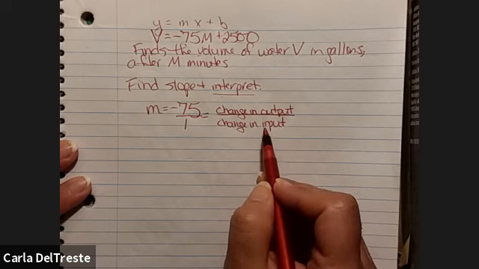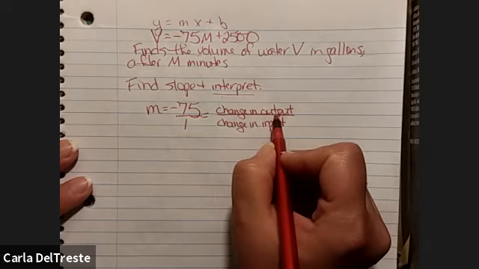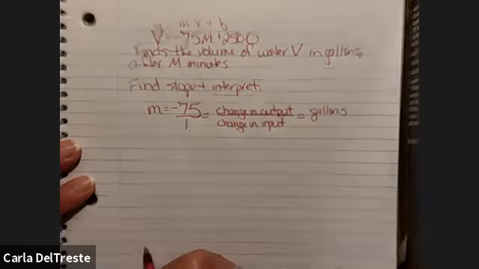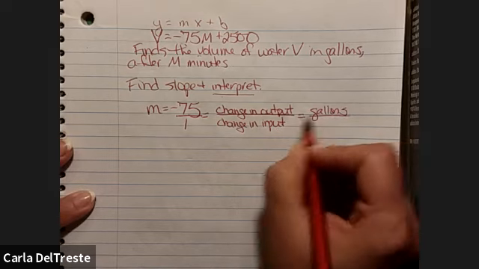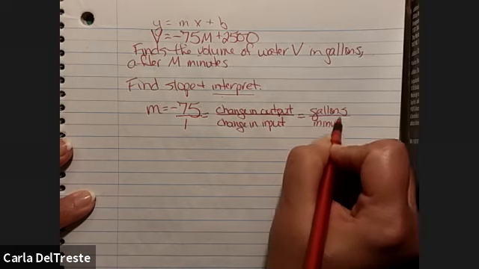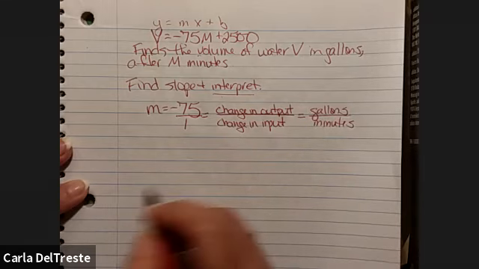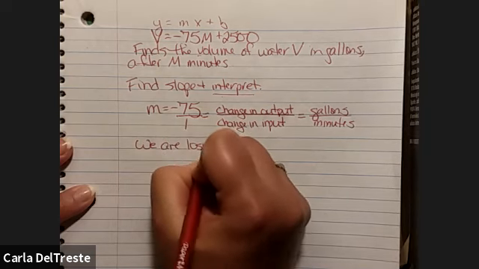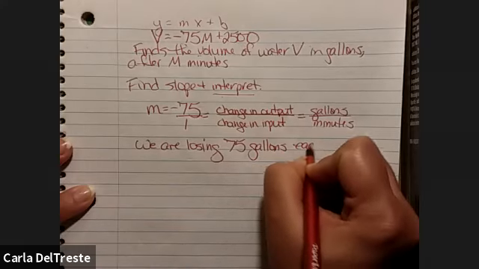We talked about rise and run. If this is the change in the y direction, what are the units on the output? The units on output are gallons. What are the units on input? This is why you go back and you state the input and output. Input is minutes. Just by writing that out, I now have almost my entire interpretation. We are losing 75 gallons each minute.